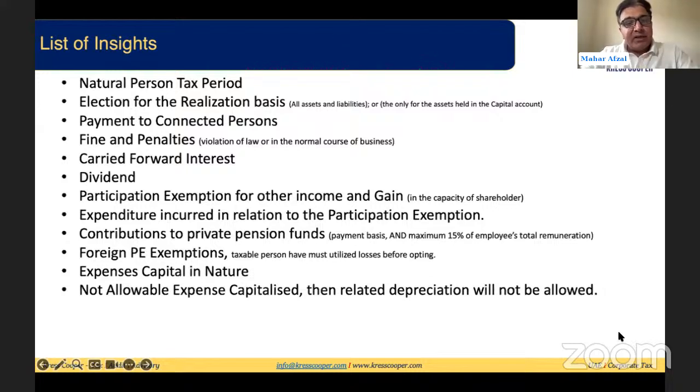Now, expenditure incurred in relation to participation exemption: apple to apple comparison, like to like comparison. If the income is not allowed, you cannot claim the expenses as well. This is a simple rule, apple to apple comparison.